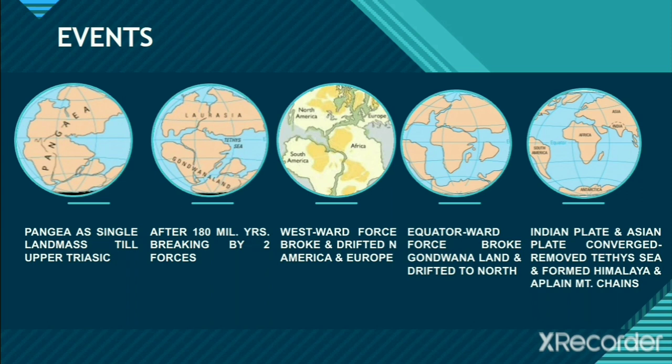The other one was the equatorward force, which broke the Gondwanaland, and this resulted in the equatorward movement of Africa, Peninsula India, Arabia and Australia. Because of the equatorward force, the shallow sea of Tethys was removed. The sedimentary deposits under the Tethys Sea were folded to form the Young Himalayan and Alpine chain of mountains. Because of these two forces, the continents drifted in different directions and have their present distribution.